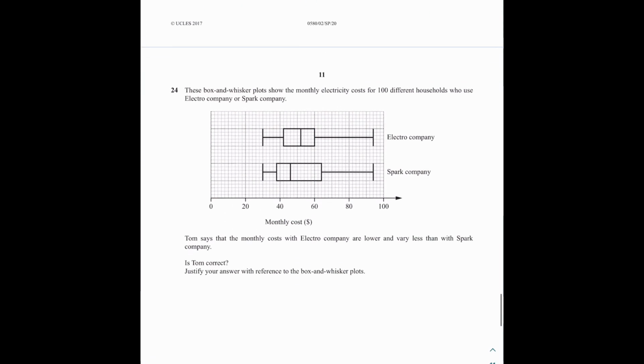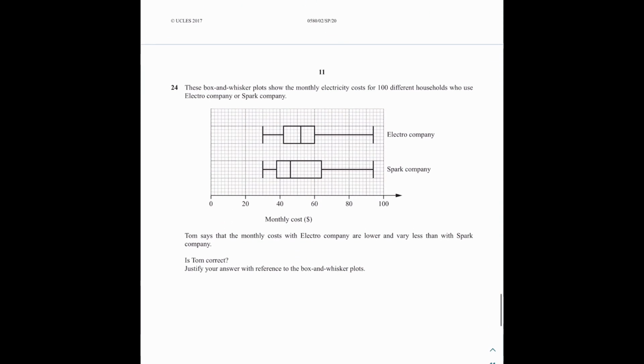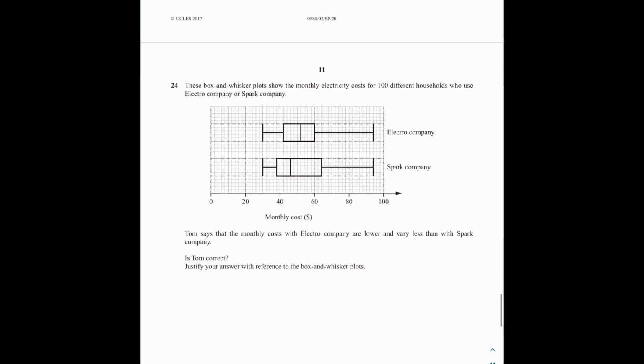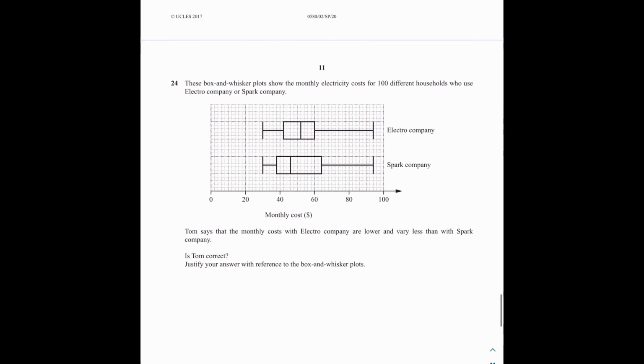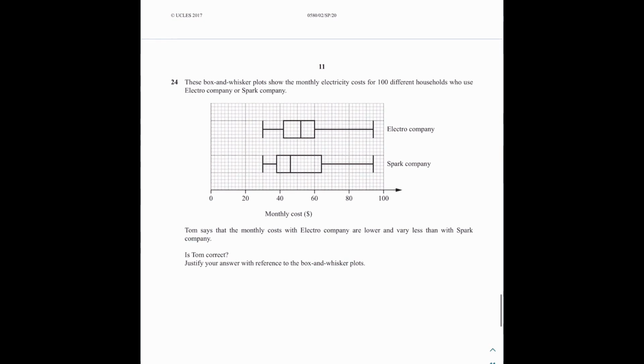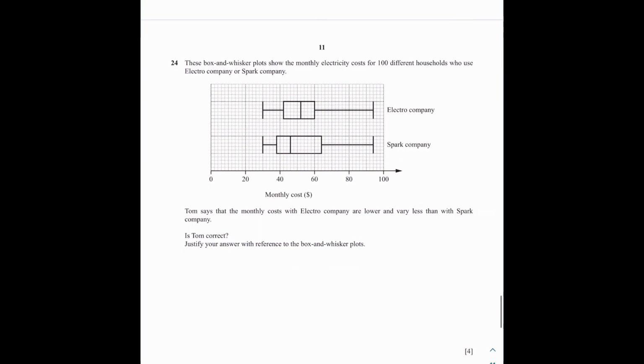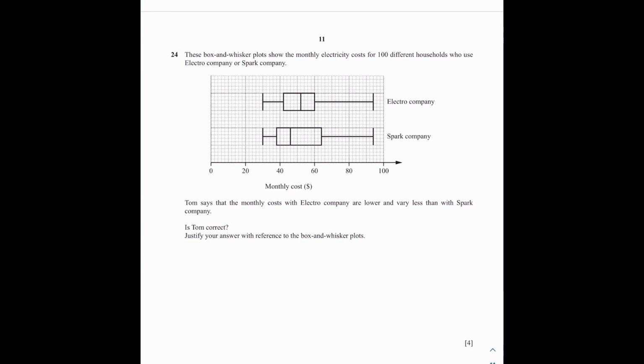These box and whisker plots show the monthly electricity cost for 100 different households who use Electro Company or Spark Company. Tom says that the monthly cost for Electro Company is lower than with Spark Company. Is Tom correct?